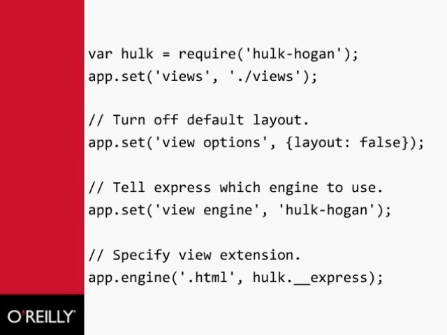And then make sure that your template processor gets passed into this engine thing here. In this case, Hogan exports the Express API on _Express, so you can use it like that.